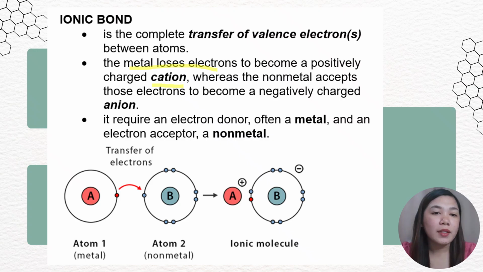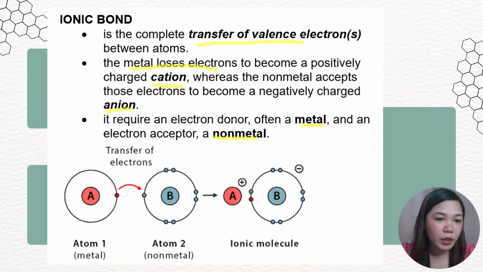It's not cation, it's a cation. Whereas the non-metal in here is going to accept the electron that was given by the metal to become negatively charged, which we call an anion. So in ionic bonding, it requires an electron donor, which is the metal, and an electron acceptor, the non-metal. If you remember, ionic bonding happens only between a metal and a non-metal because they do transferring of valence electrons.